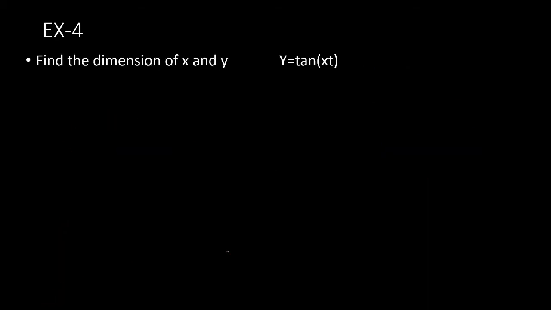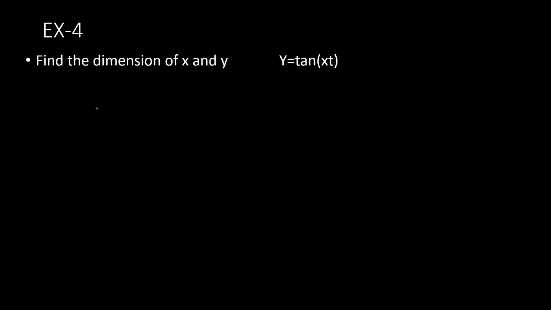What is the fourth one? What is the dimension of x and y from the equation? So from the equation we have to find out the dimension of x and y. Okay guys, so from this equation we have to find out the dimension of x and y. Is that clear to all of you? Now I'm finding the dimension of x and y. Clear?